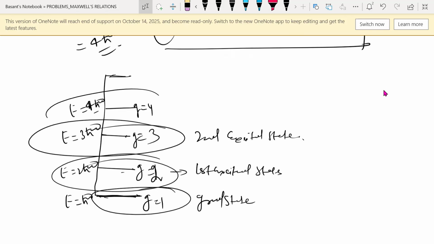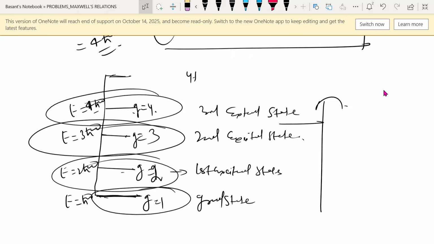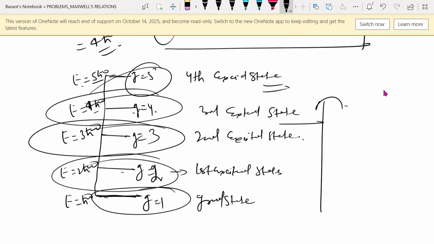Second excited state. And this is third excited state, having degeneracy 4. So, for fourth excited state, we can say here that g must be 5. And we can see that for E equal to 5ħω, for fourth excited state, n plus mod m must be 4.